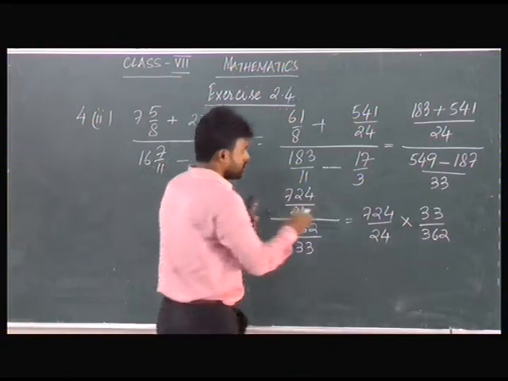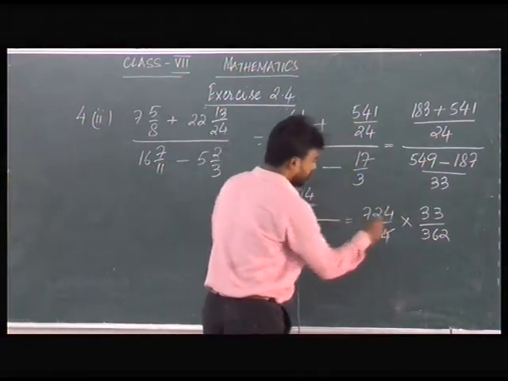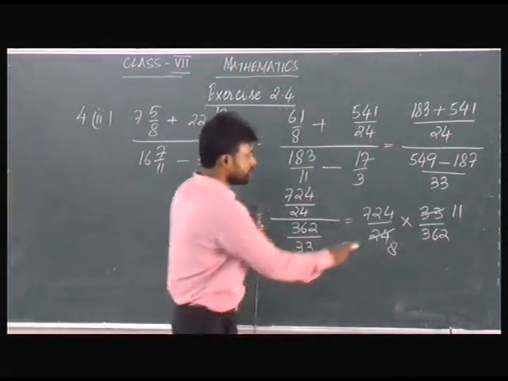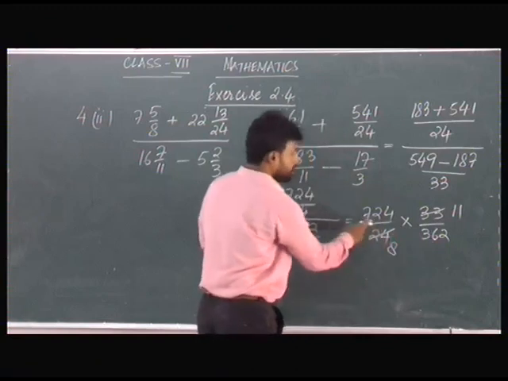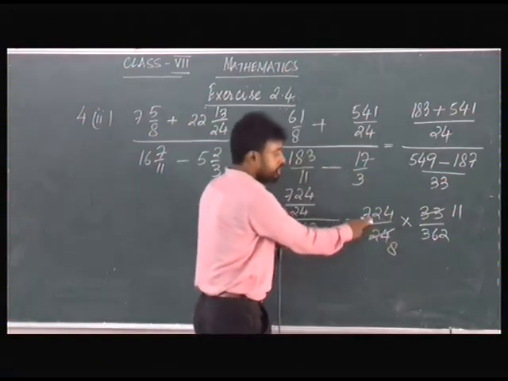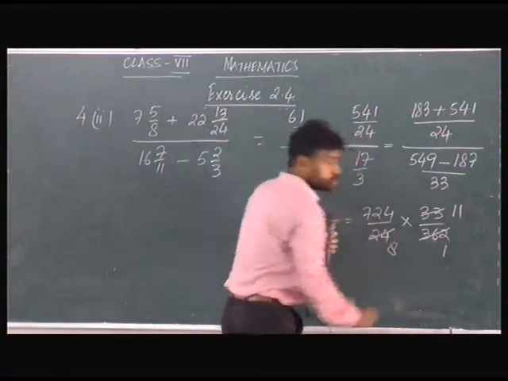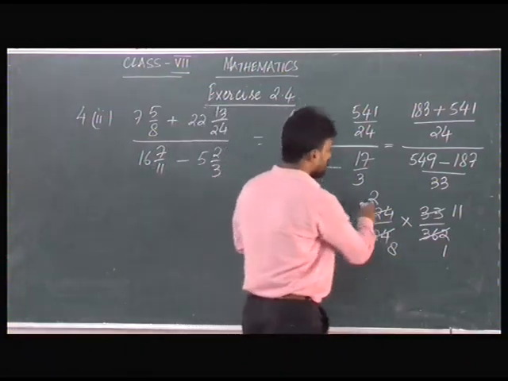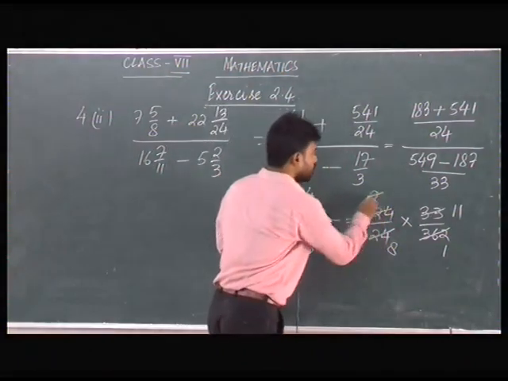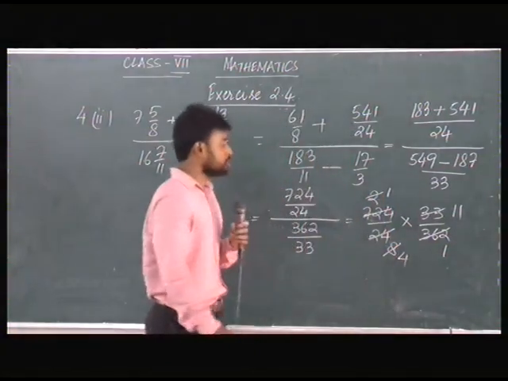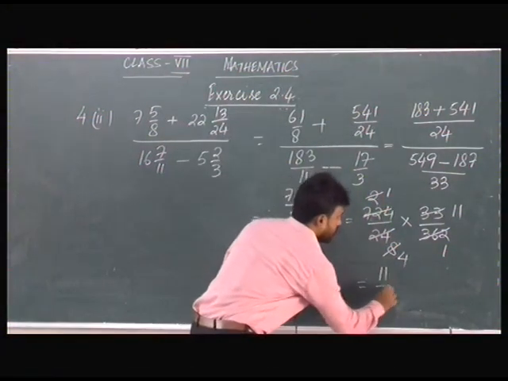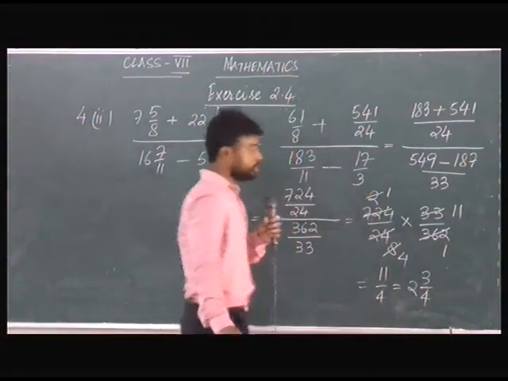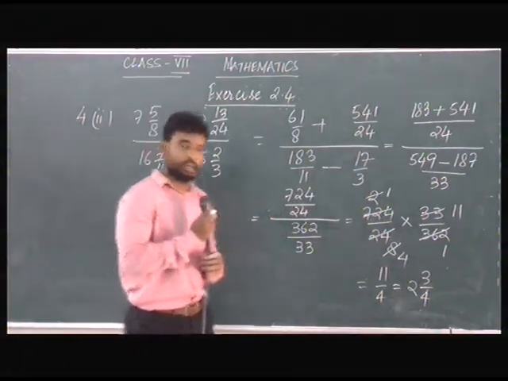Now let us cancel it. You can see here 33 and 24 can be cancelled. 3 8 times, 3 11 times. Here 362 and 724 can be cancelled, because 362 into 2 will give you 724. So 362 1, and this is 2 times here. Next we can cancel 2 and 8 as well. 2 will go 1 time, this is 4 times. So ultimately the answer will become 11 by 4, which can be written as 2 3 by 4. So this is the ultimate answer.